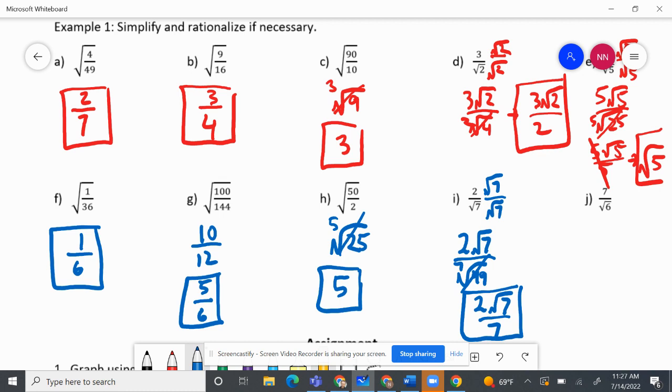Letter J, we're going to rationalize. So we're multiplying the top and the bottom by 6. That gives us 7 square root of 6 over 36. And the square root of 36 is 6. So we have 7 square root of 6 over 6.